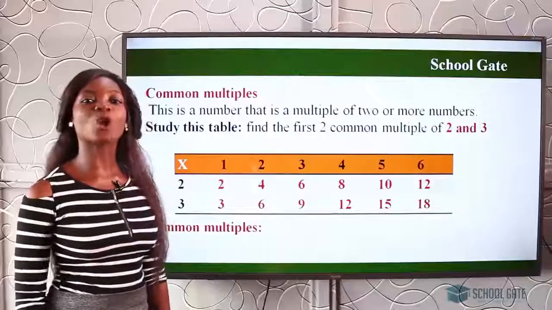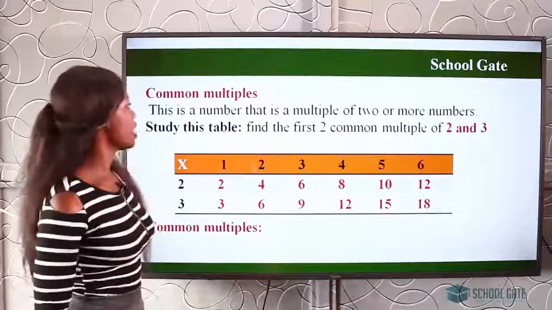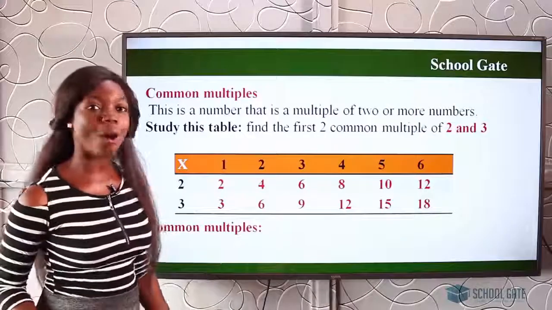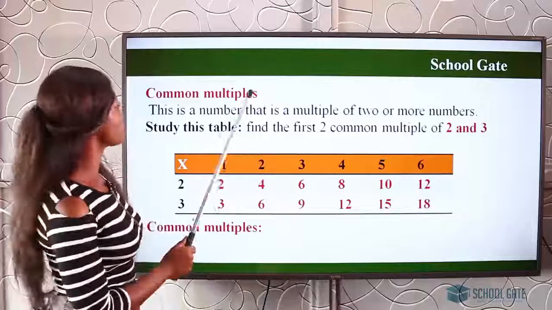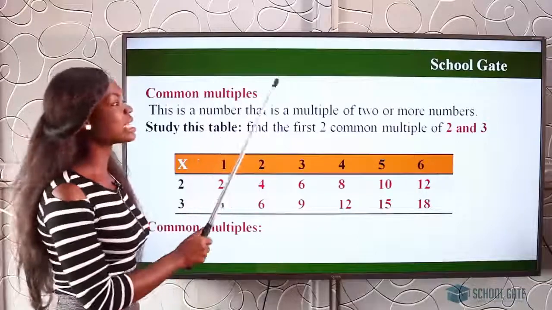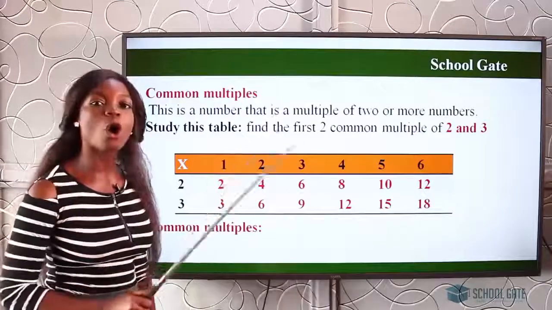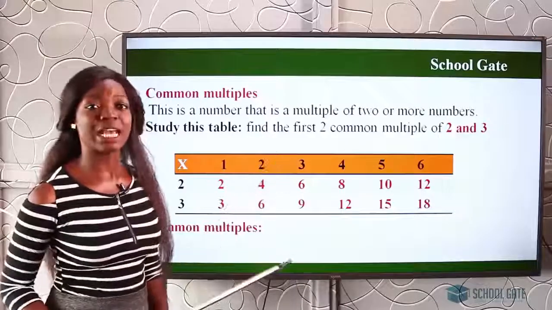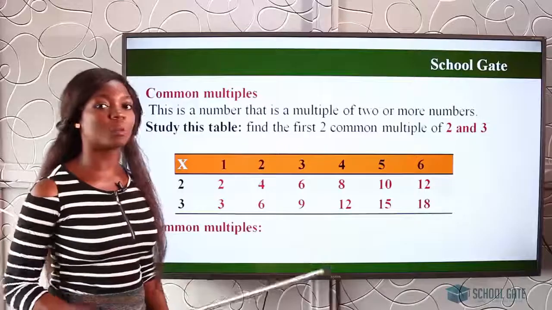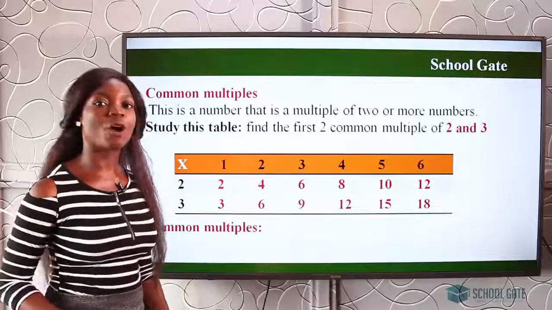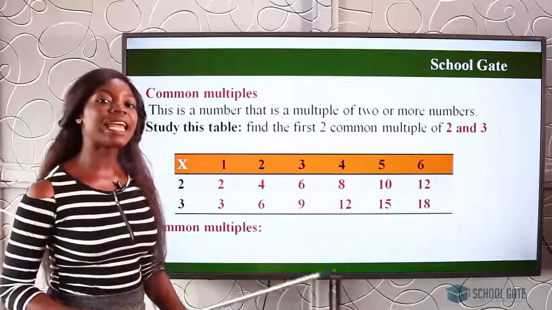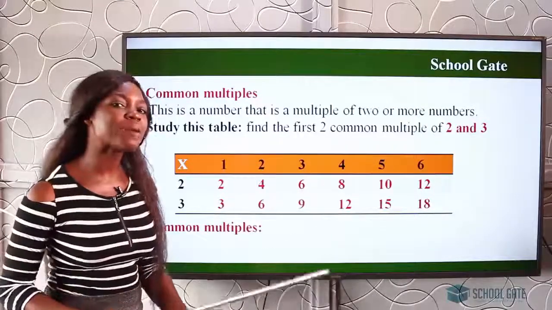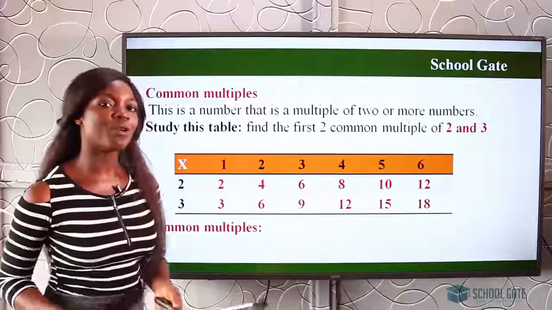So we move to common multiples. Hearing the word common, it has to do with same or similar. Now, a common multiple is a number that is a multiple of 2 or more numbers. For example, if you're asked to find the multiples of 3 and the multiples of 5, you might find a particular number in the multiples of 3 and still find that same number in the multiples of 5.